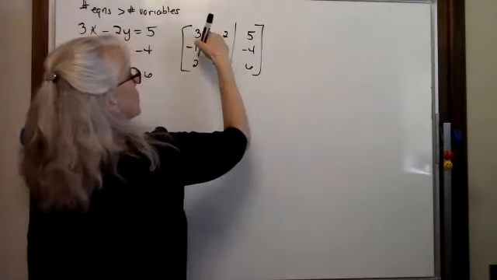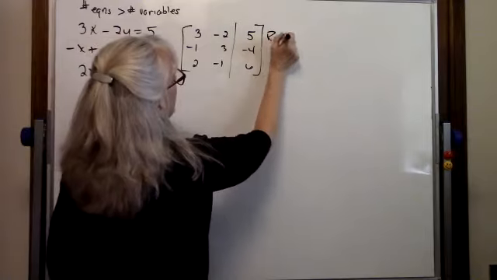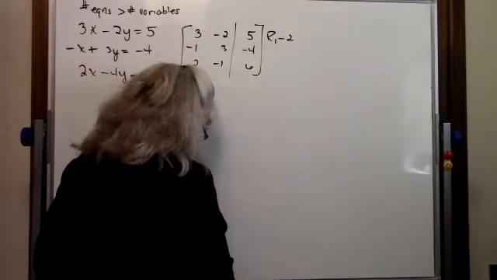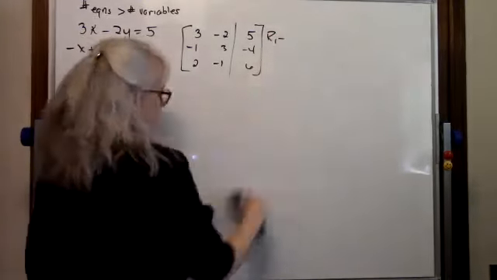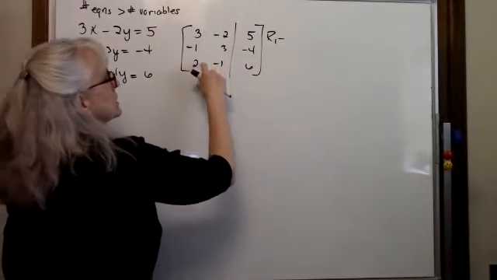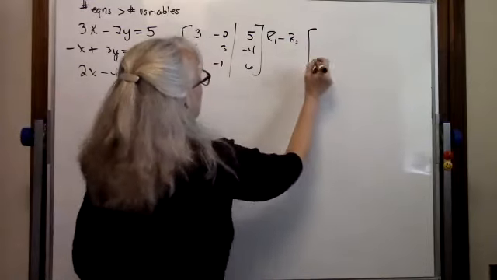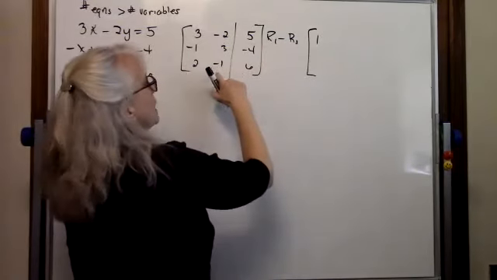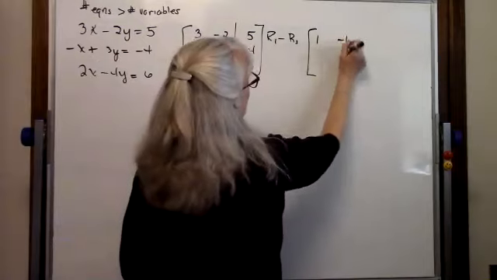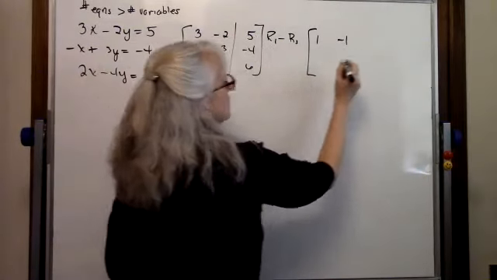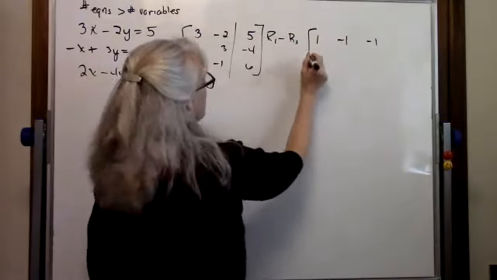So what I'm going to do to get the 1 here is I'm going to come in and take row 1 and subtract row 3, because that would be this 3 minus this 2, which is going to give me my 1. So that'll give me a 1. Negative 2 minus a minus 1 would be negative 1. That's 5 minus 6, which is also a negative 1. I'm going to copy everything else over.